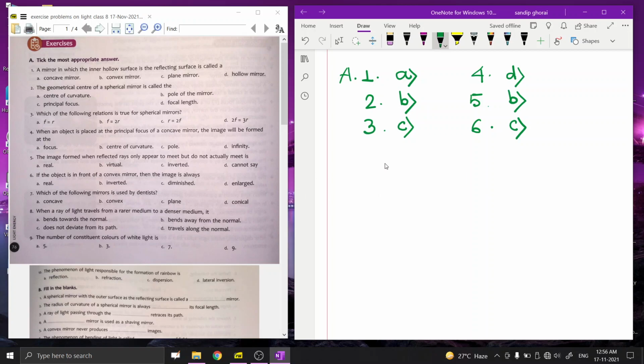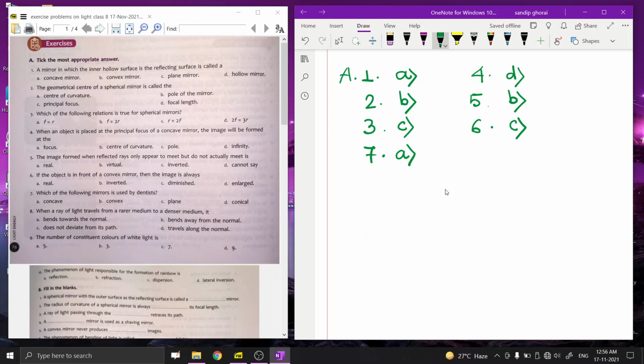Now we move to question number 7, which of the following mirrors is used by a dentist? This is a very simple question. We know the answer. The answer is concave. A dentist uses a concave mirror, because when the object is placed between the pole and focus, we get an erect and large image. So the answer is option A.